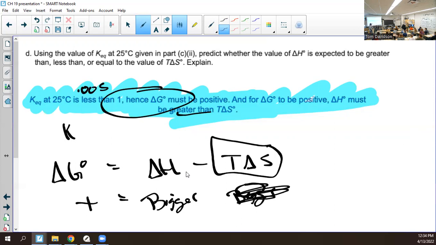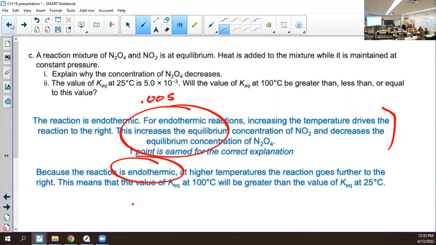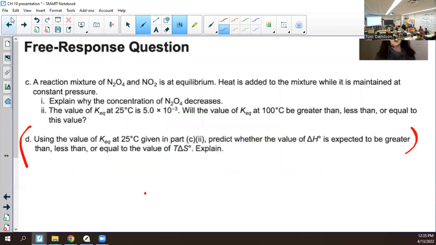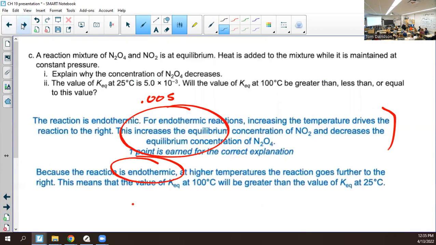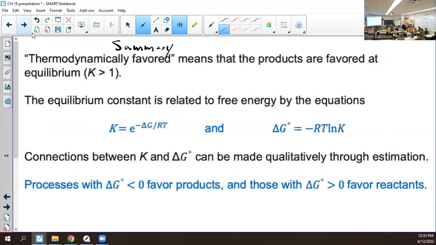So how many different levels of things do we have to connect there? Four. That's a hard question. But the good news is if you got all the other ones right, you're going to get a 5 on it. Every one of the free response usually has one that is just a butt kicker. But it's okay. Most of them are worth 7 or 9 points, and if you can get above 50% on them, you'll do fine.